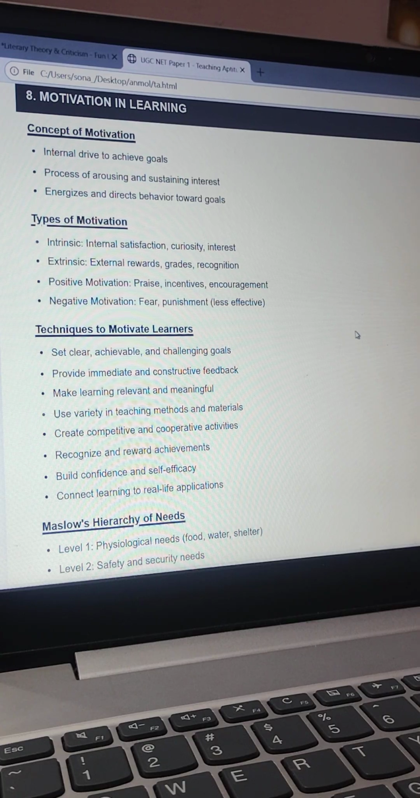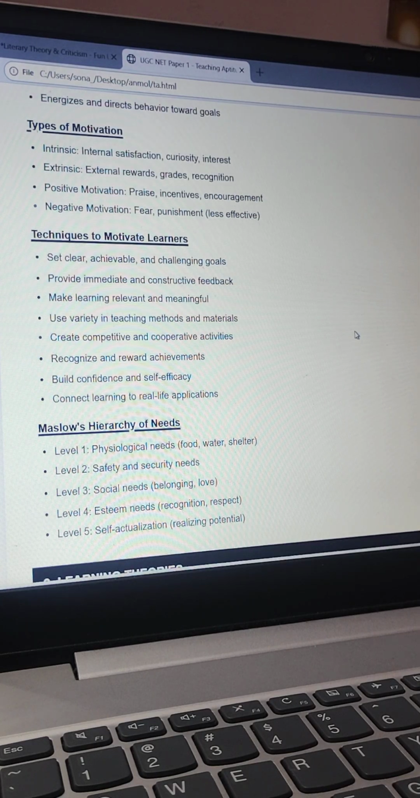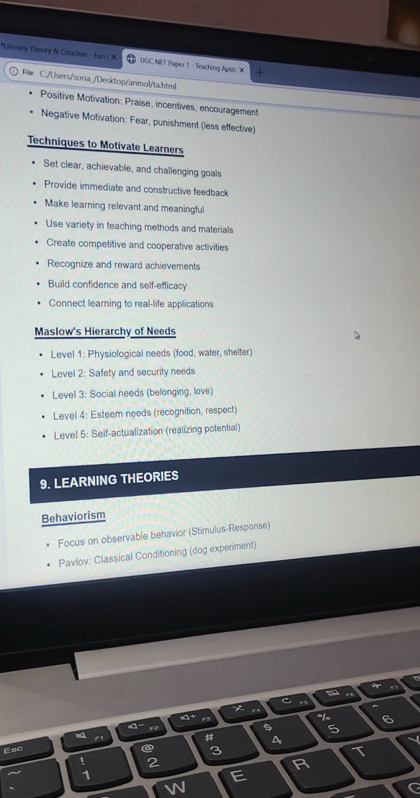Techniques to motivate learners: set clear, achievable and real goals, provide immediate and constructive feedback, make learning relevant and meaningful, use variety in teaching methods, and connect learning to real life applications. Now we have Maslow's hierarchy of needs.